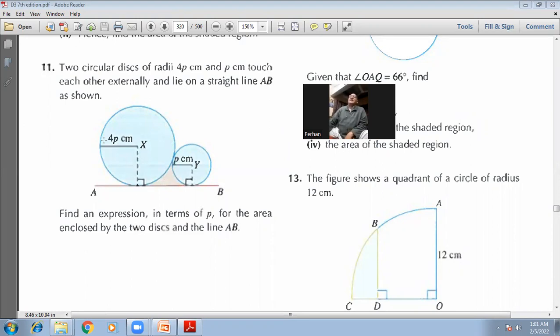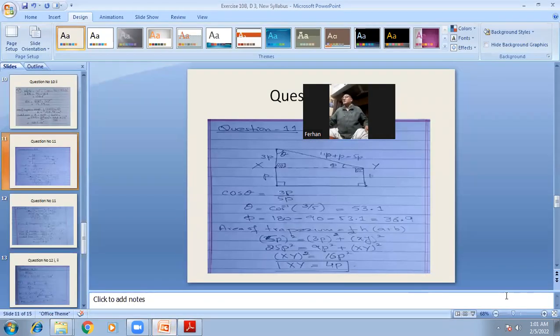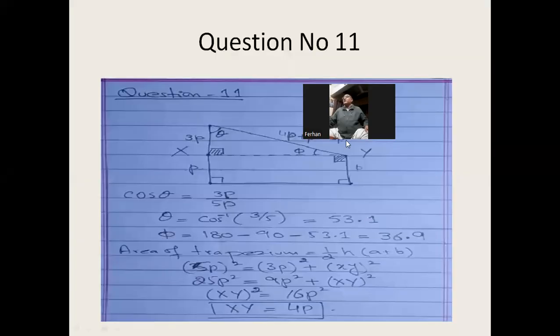And this big circle, its radius is 4p. This small circle, its radius is p centimeter. It's exactly the same question as question number 10. We have to find out the area of this shaded region. So let's see how I have done this. So here we go.